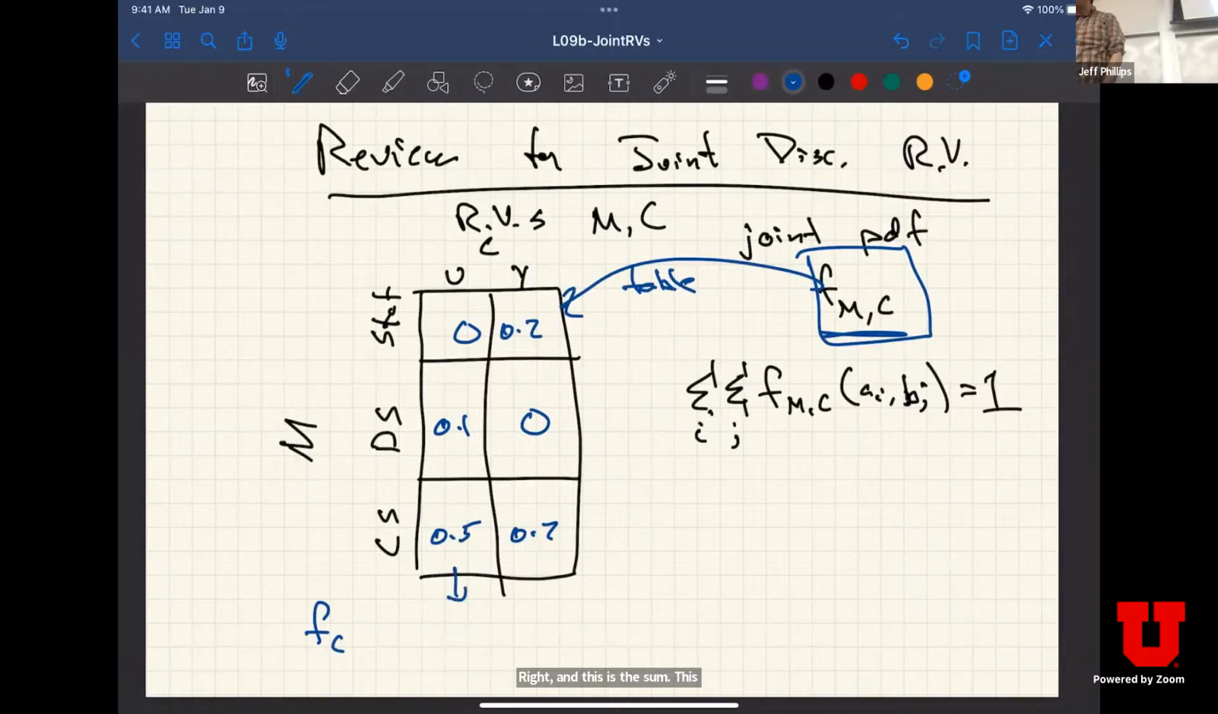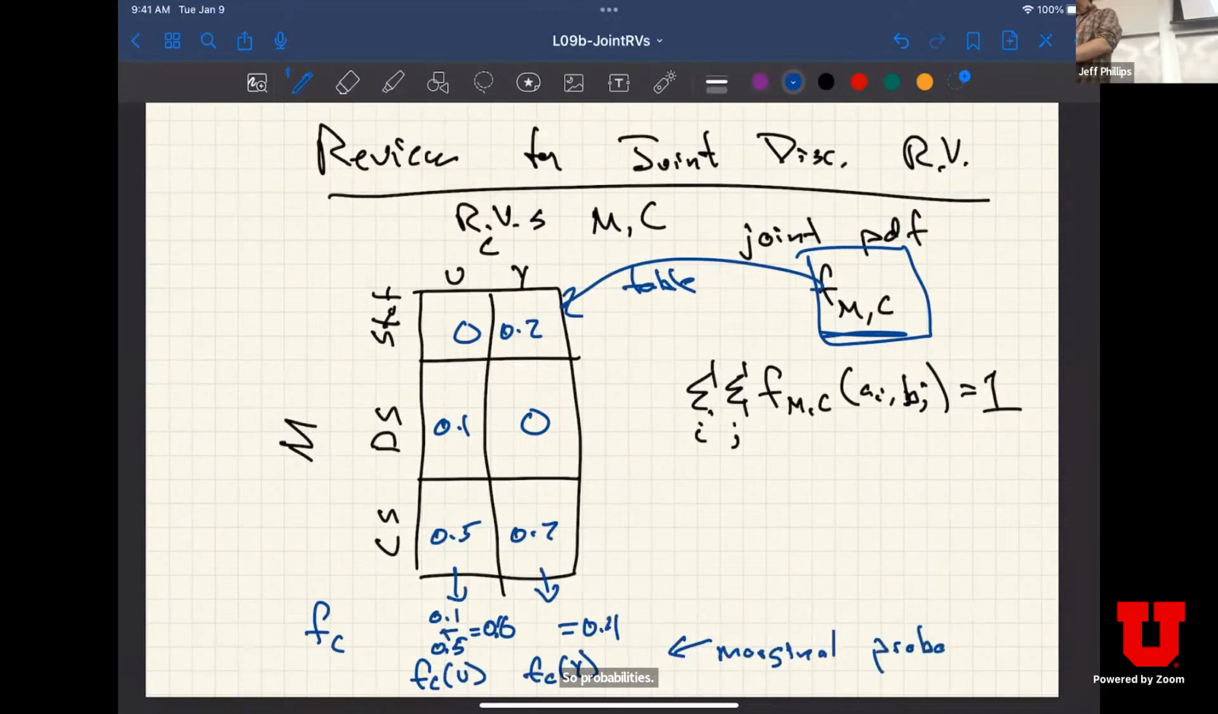This is 0.1 plus 0.5, so 0.6. So the probability a student goes to Utah is 0.6, and the probability to BYU, so this is f of c of u, and f of c of y, this is equal to 0.4. These are the marginal probabilities.